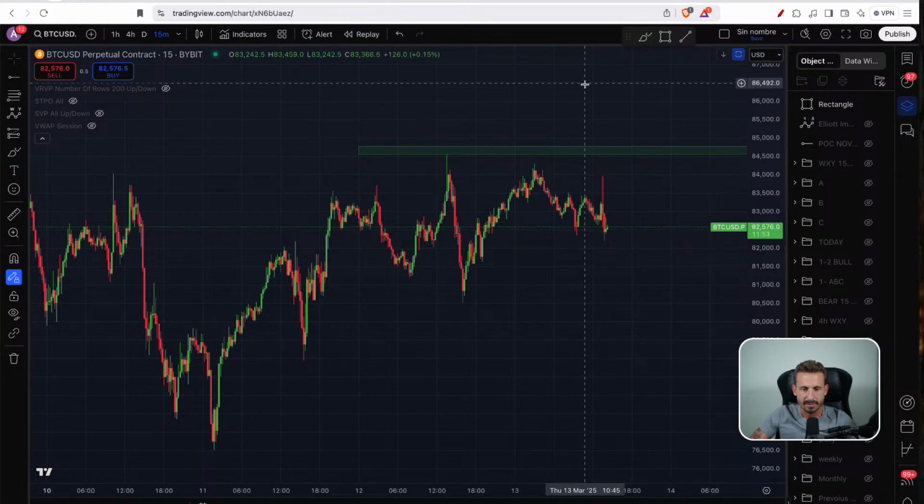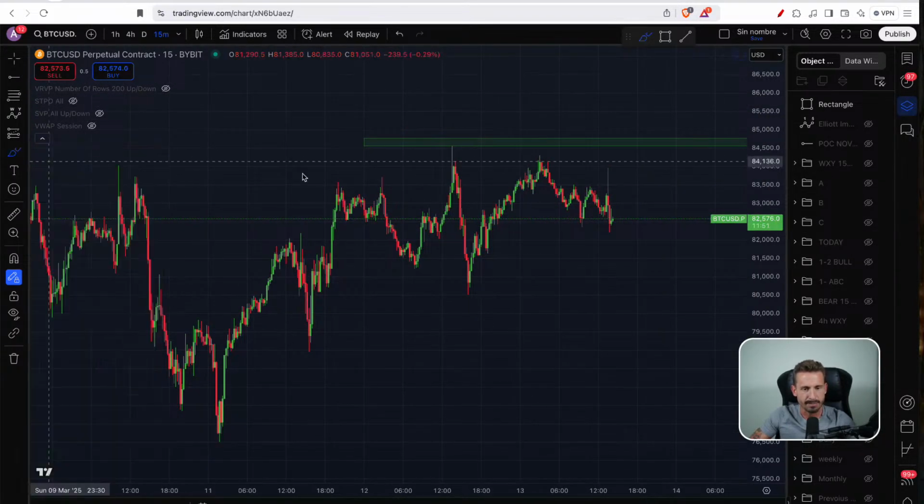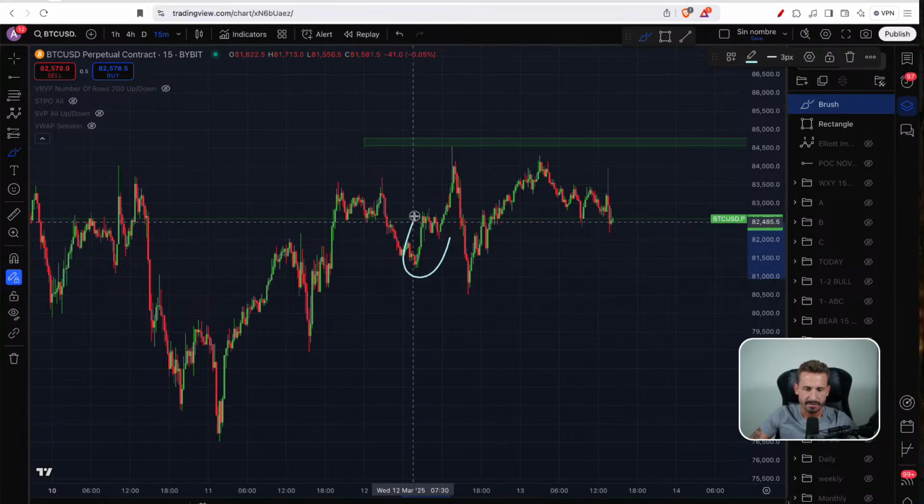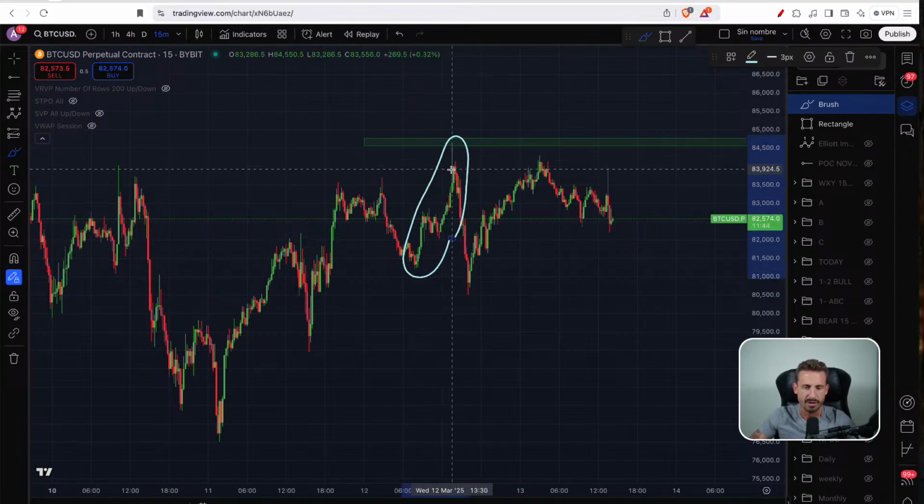Why is that? It all had to do with yesterday's movement to the upside. This changes the map completely. This movement to the upside with the news of inflation changes the map.